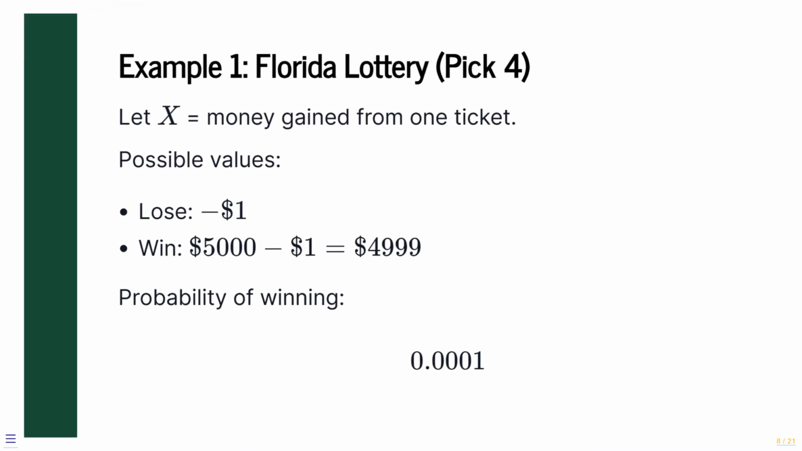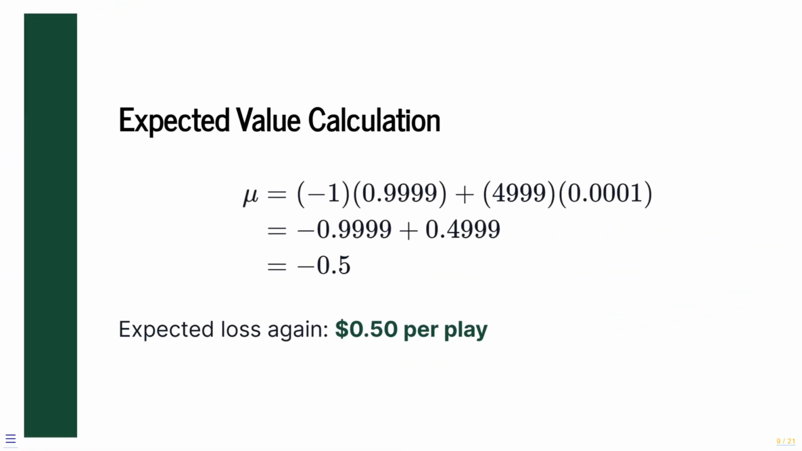Now consider the Pick 4 game. The structure is similar, but the prize is larger and the probability of winning is smaller. Losing still costs $1, while winning yields a net gain of $4,999. When we compute the expected value using the same weighted average method, the result is again negative 50 cents per play. This illustrates how lottery games are designed to produce a negative expected value for players.